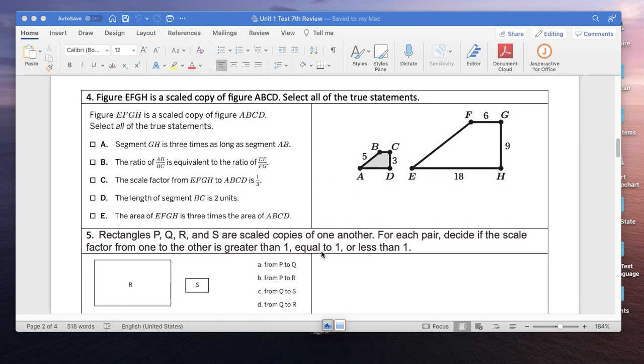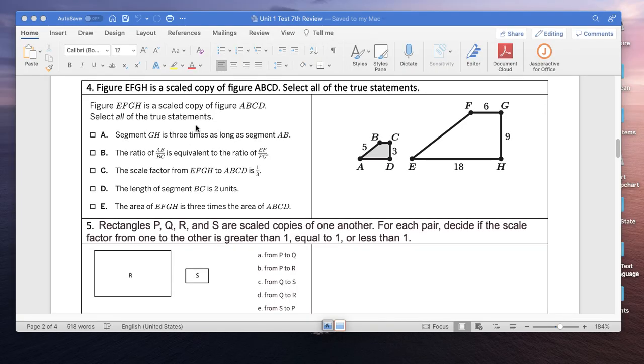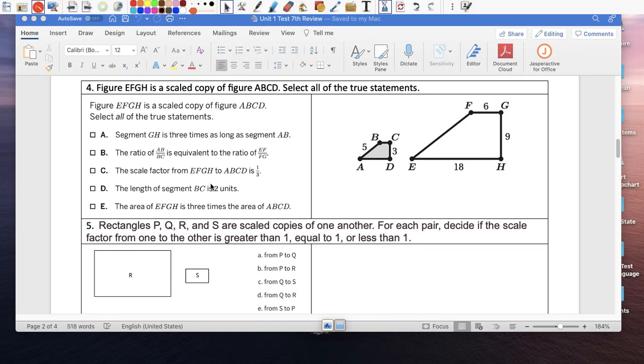All right, so a little start on this one. Figure E, F, G, H is a scale copy of A, B, C, D. So right off the bat, they're telling you it's a scale copy. If it is a scale copy, then everything was multiplied by the same scale factor, period. So we can notice that there are some sides with no numbers, we can go ahead and fill in.